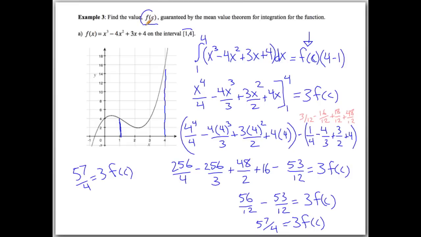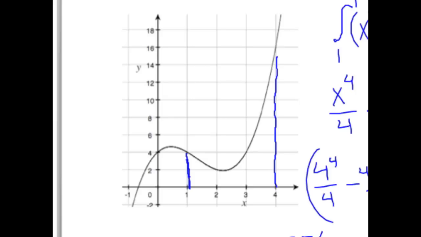Now again, the goal here was to get the value of f of c, so now we're going to just divide by 3 on both sides. So we get 57 over 12 equals f of c. Now that f of c, if we do 57 over 12, that's going to equal 4.75. And I want to show you how this relates now to our drawing. So let's find 4.75 on here. And it looks like it's somewhere, well, that's 4, there's 6, there's 5. 4.75 is right about here.